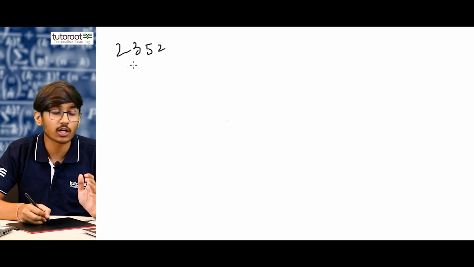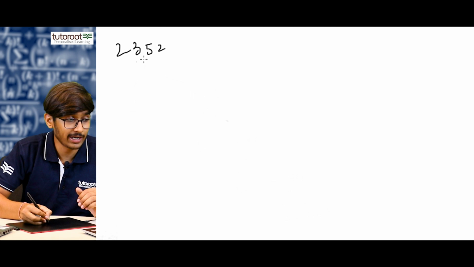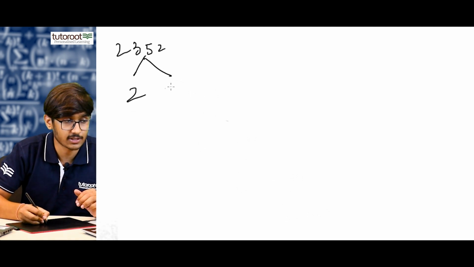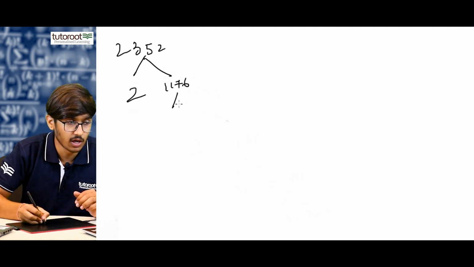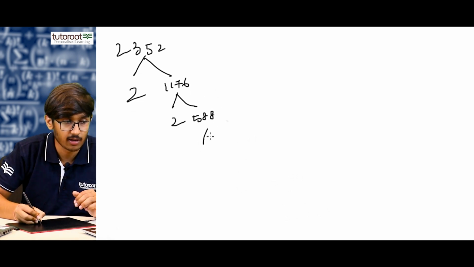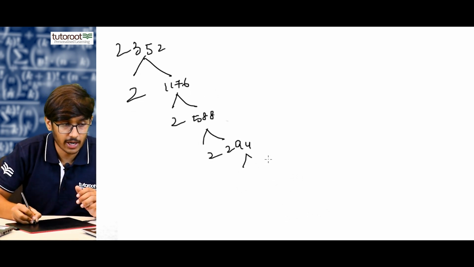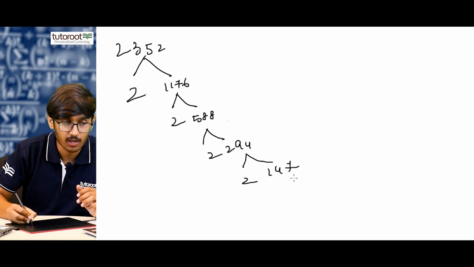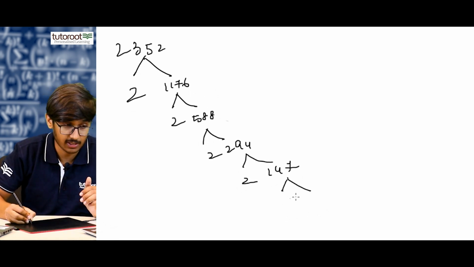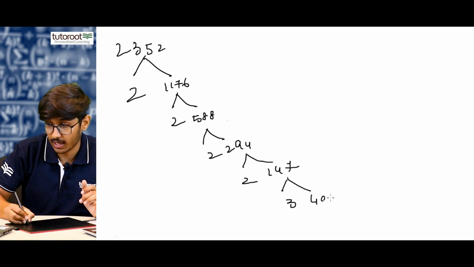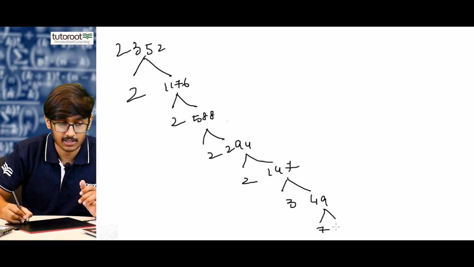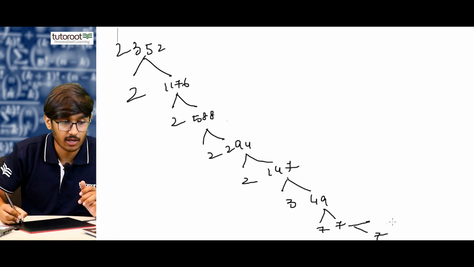So let's consider the composite number 2352. When it is prime factorized, we can write it as 2 into 1176. 1176 can be written as 2 into 588. 588 can be factorized as 2 into 294. 294 can be factorized as 2 into 147. 147 can be factorized as 3 into 49. 49 can be written as 7 into 7, and 7 can be written as 7 into 1.